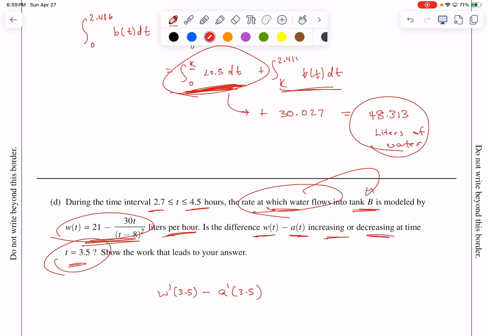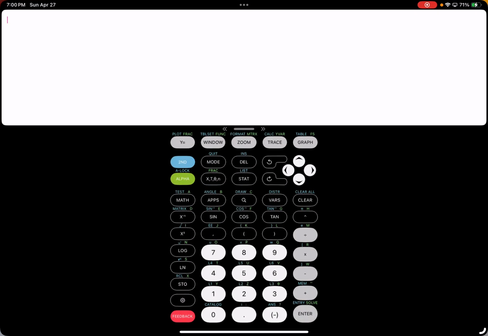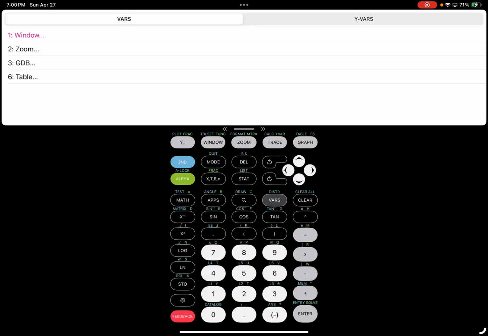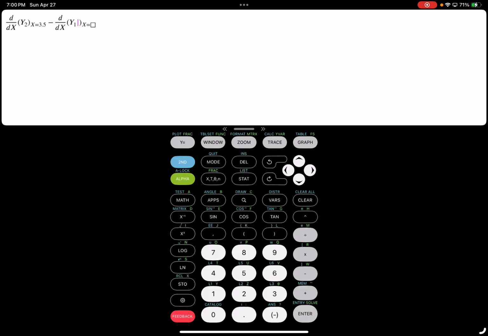And I would do it all in one step. So it'll look like this. I don't have the equations typed in, but this is what it looked like. I'd just go math 8, and I'd go vars, y2, and then put 3.5 in. And then I'd just go minus. I'd go math 8, vars, y function y1 of 3.5. Now, I don't have the equations in, so I don't know what it is because I didn't type them in.